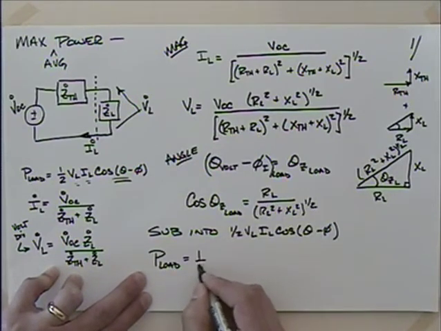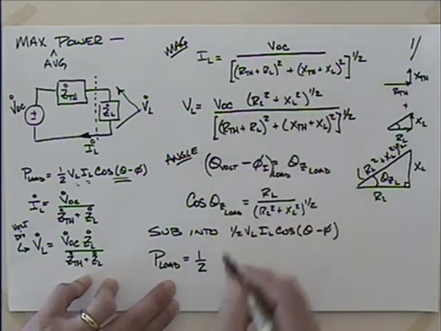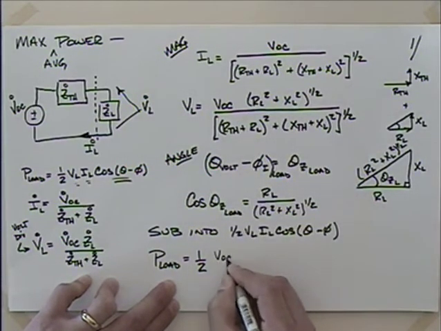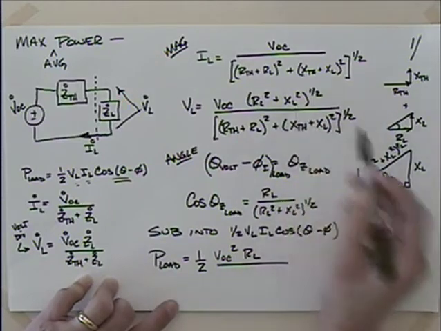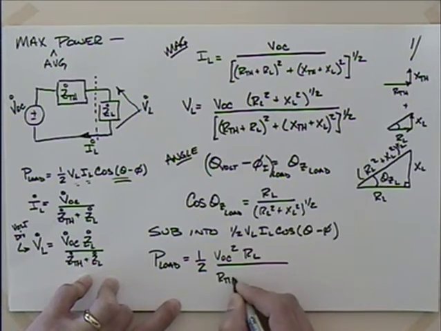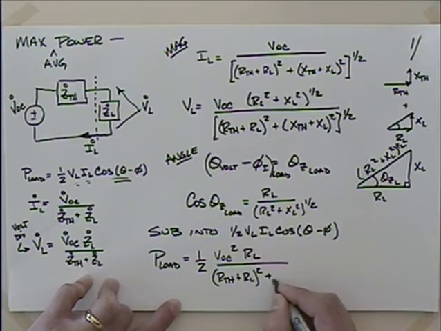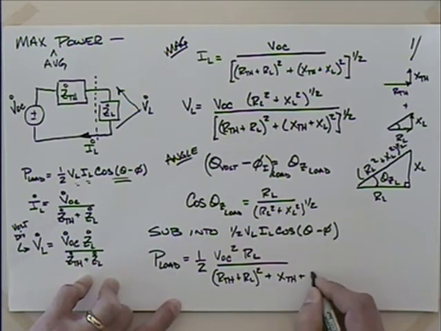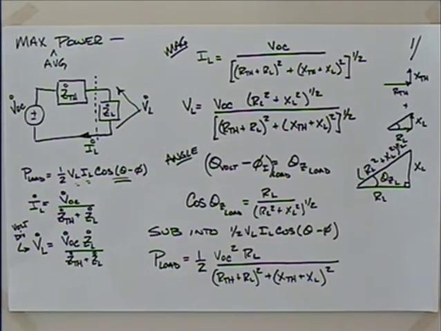So I'm going to have something that looks like this, that the power in the load is going to be equal to 1/2 times, I'm going to have that V open circuit and this V open circuit running around, so I'll have V open circuit squared. Now we've got this RL from there running around. RL. This canceled with that, and then I'm left with R Thevenin plus RL squared plus X Thevenin plus XL squared. Okay, so when you make the substitution and you go through the algebra, that's what you come up with.